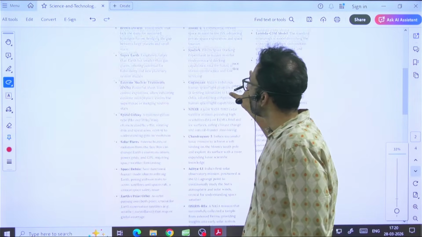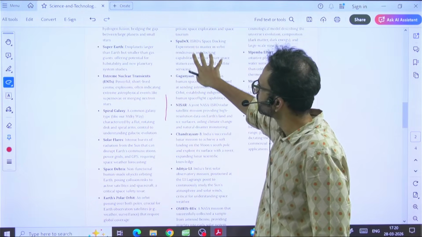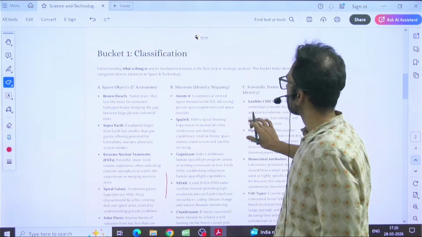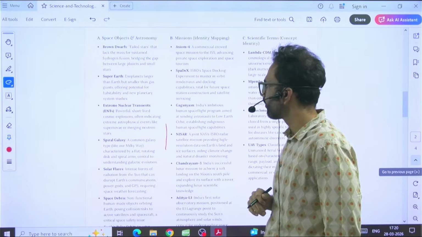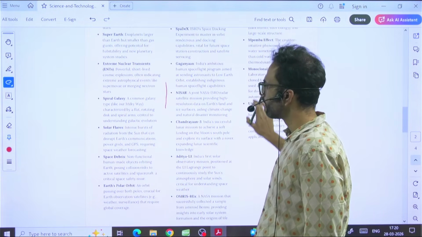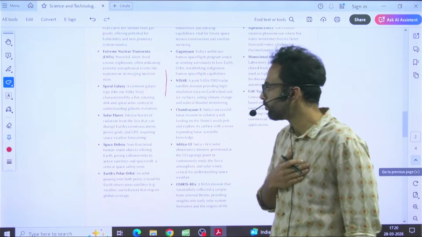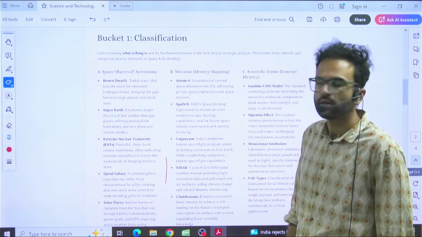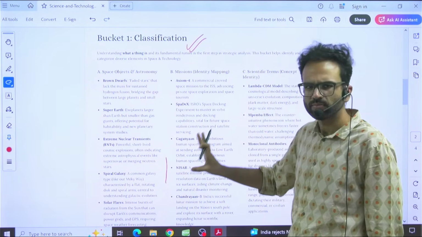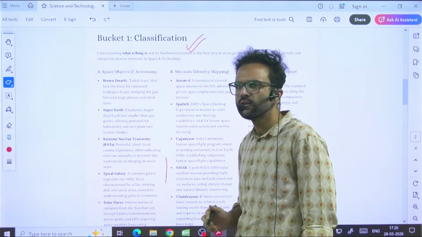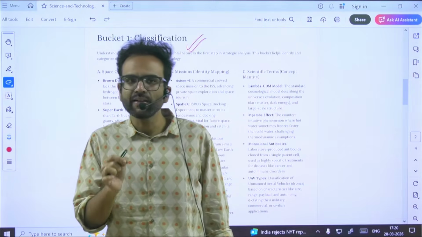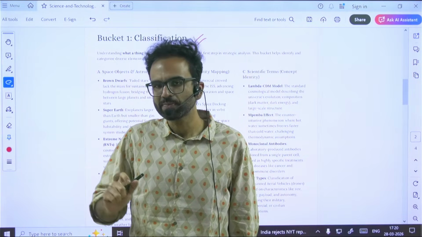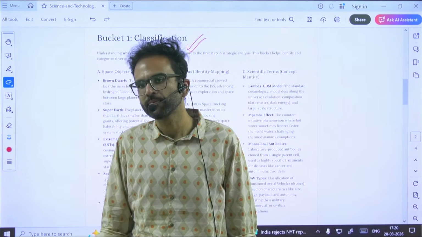So, say there are many points like this. Brown dwarfs, super earth, extreme nuclear transients, spiral galaxy, solar flares, space debris, Earth's polar orbit. These are all simple definition based classification. Basic funda, if you know, that's more than enough, because the practical utility of this research is very less, because UPSC won't expect you to know in depth the astrophysics part.